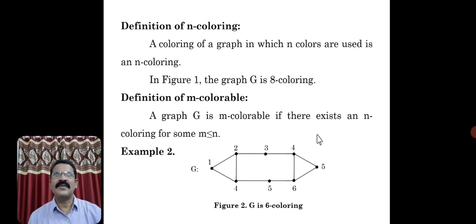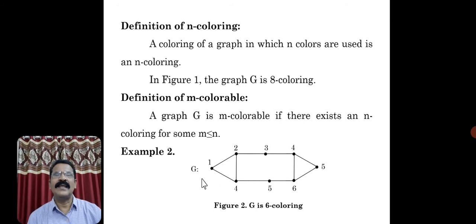So coloring of a graph is nothing but coloring a graph in such a way that the adjacent vertices must have different colors, or you can say no two adjacent vertices have the same color. Okay, so that is called coloring of a graph, or proper coloring of a graph. Now, what do you mean by N coloring? Very simple idea. If you are using 8 colors for proper coloring, it is called 8 coloring. If you are using 10 colors for proper coloring of a graph, it is called 10 coloring.